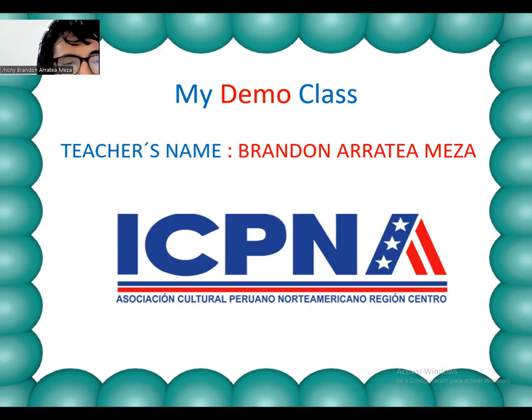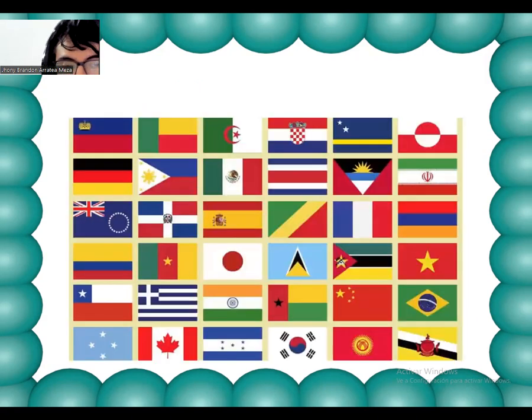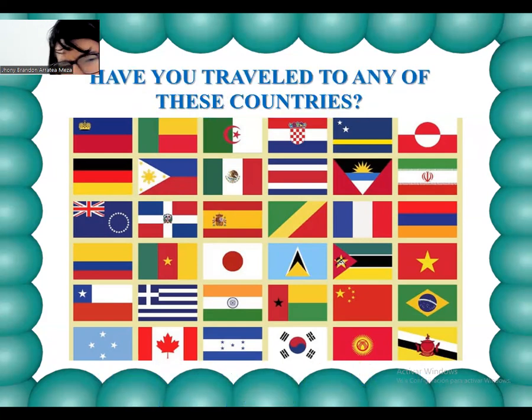Well, students, the class of today is very easy, very simple. Don't worry, it's about grammar. But before I start the lesson of today, students, tell me, what can you see in this image? Tell me, please. Yes, flags of countries, also countries. Okay, so excuse me, Luis, tell me, have you traveled to any of these countries? Mexico? That's good. Thank you very much.